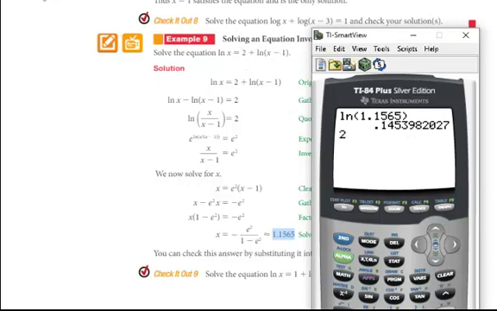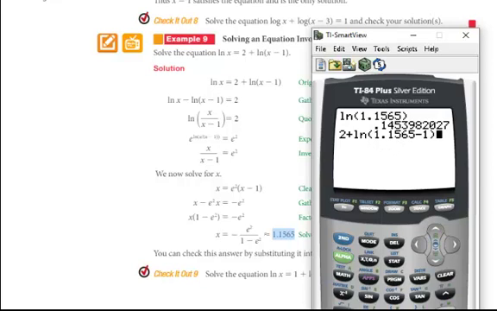2 plus natural log of 1.1565 minus 1. Well, how could I possibly come up with 0.14 if I'm starting already with a 2? It means this here must be coming out negative, and it will, because 1.1565 minus 1 is 0.15, and the natural log of a number that's smaller than 1, between 0 and 1, will be a negative number.